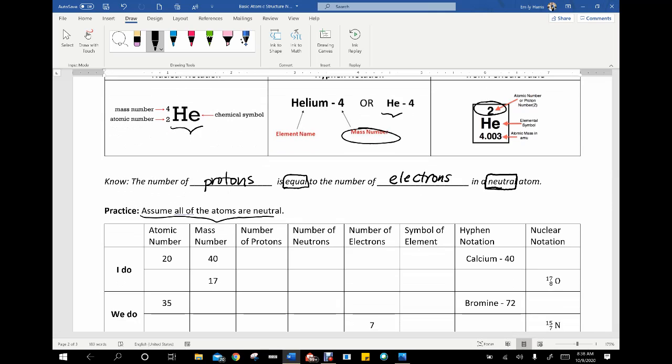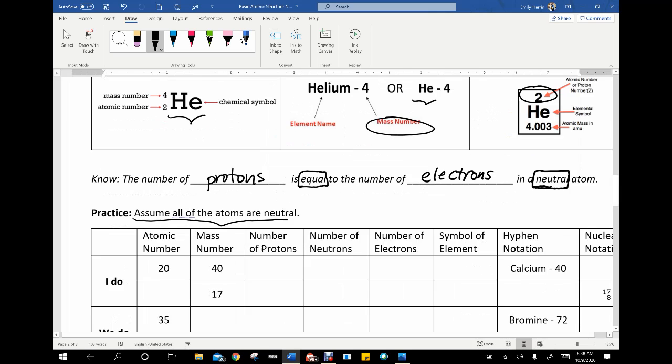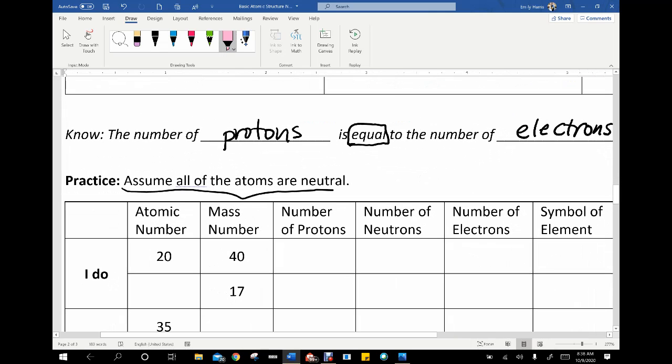So what we have is a chart, and it starts off with atomic number and mass number and works its way to the notations. I'm going to talk you through how to think about each of the blocks. So remember that your atomic number is, by definition, the number of protons. So your atomic number and number of protons column should always have the same amount.